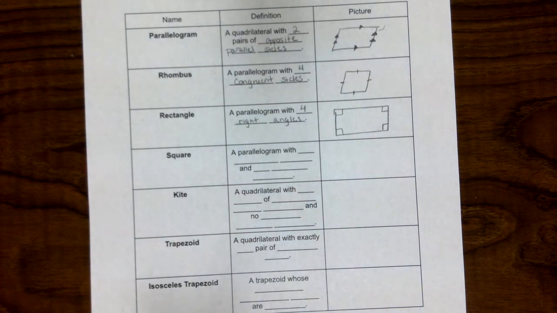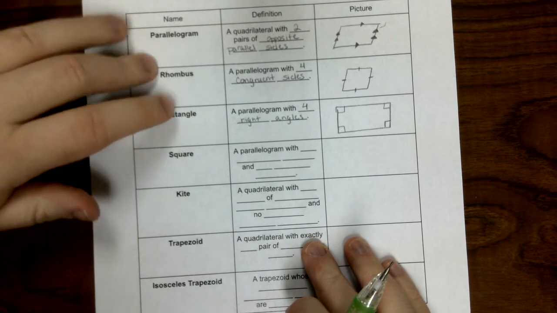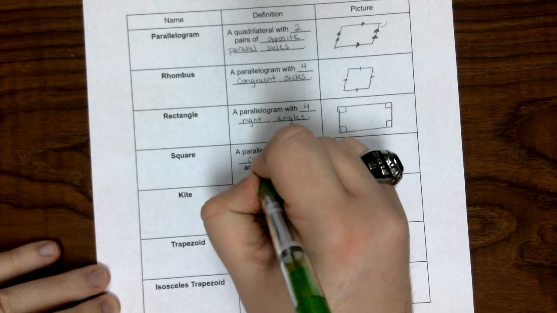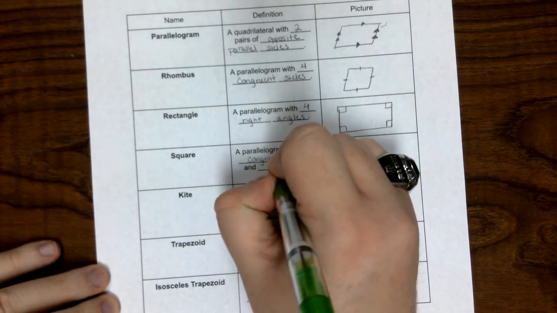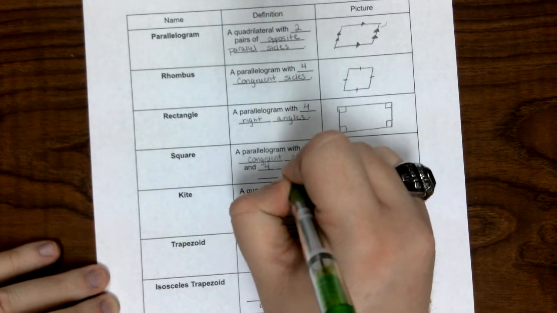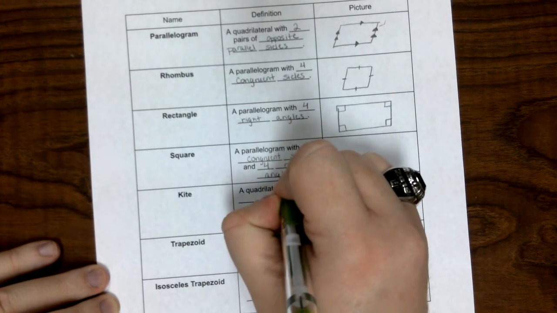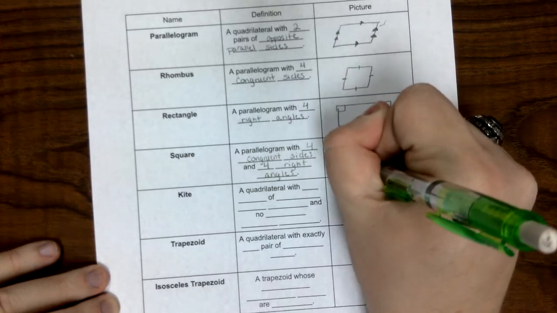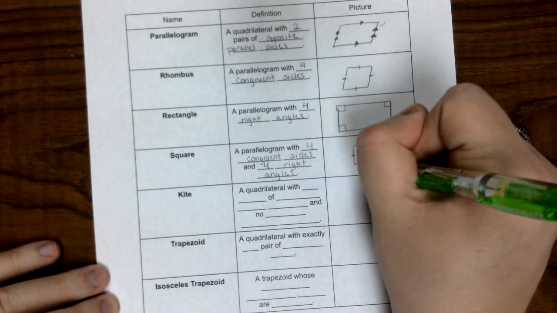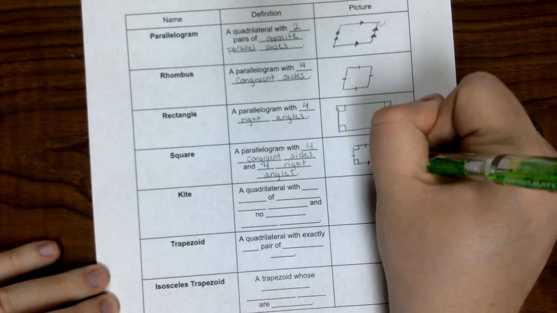Okay? Now a square. A square is kind of special. It's kind of a combination of these two, rhombus and rectangle. So it's a parallelogram with four congruent sides and four right angles. We all know what a square looks like. So put your congruent tick marks and then your four right angles.